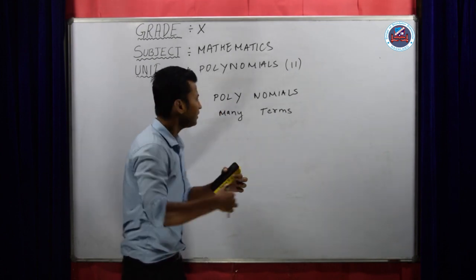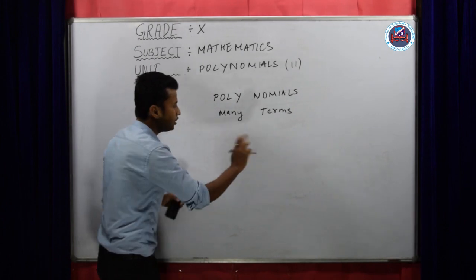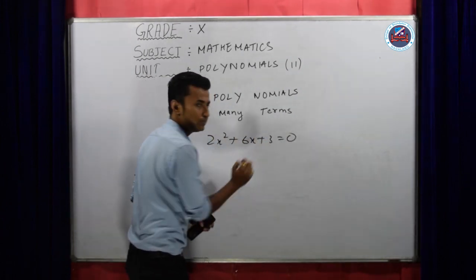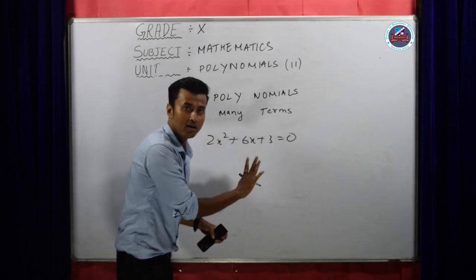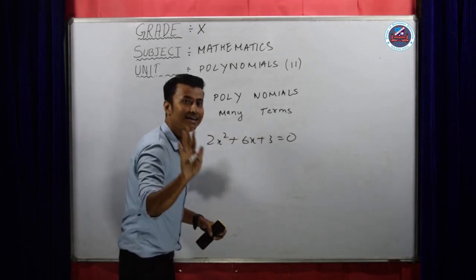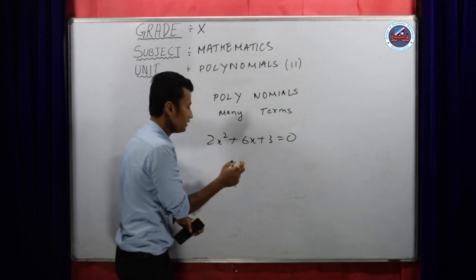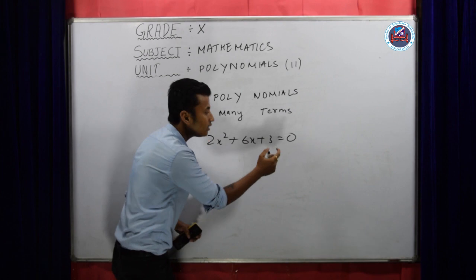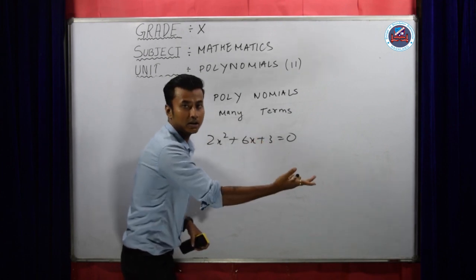Terms are very simple. I'll just give you an example. Polynomial: 2x square plus 6x plus 3 equals 0. This is an equation. So in this equation, you can clearly see that there are 3 terms present here. 2x square is the first term, 6x is the second term, 3 is the third term.